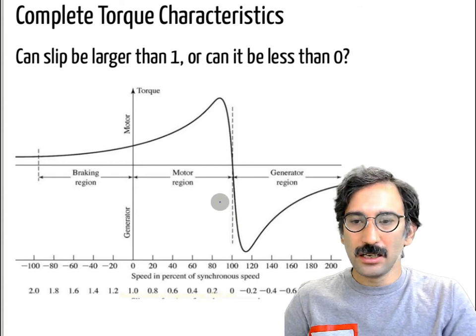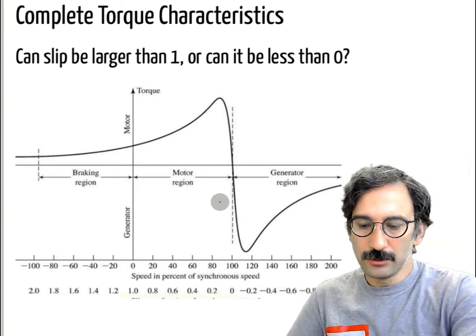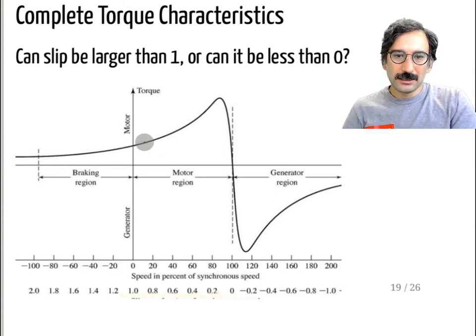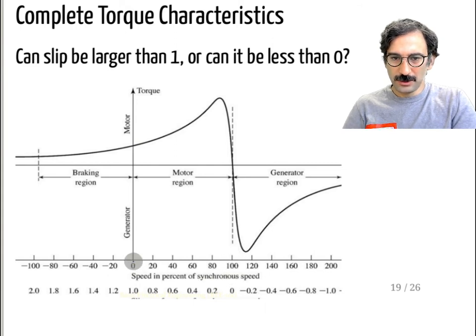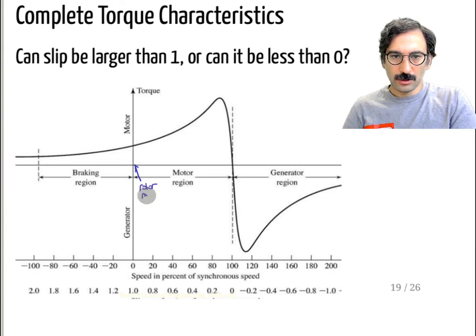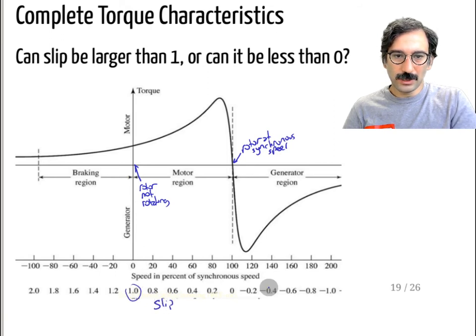So here you see a complete torque characteristics. Here it is the speed in percent of the synchronous speed. So this is the rotor not rotating. Okay, so this is the rotor at synchronous speed. So in this case, this is the slip. So it is slip 1, slip 0, and we have seen that kind of configuration, right?